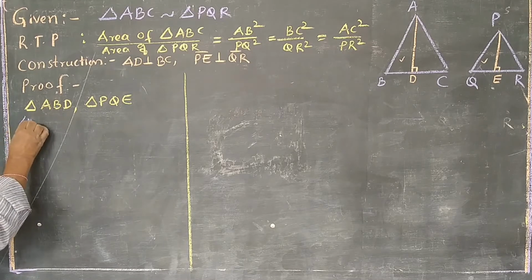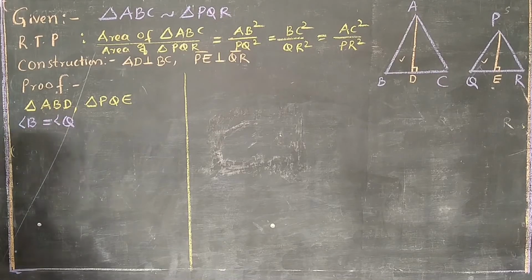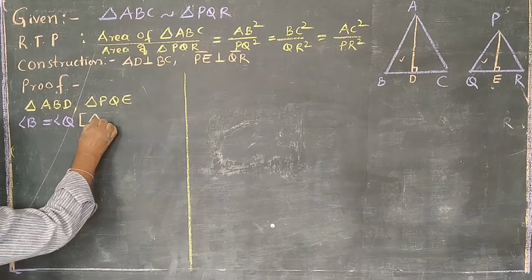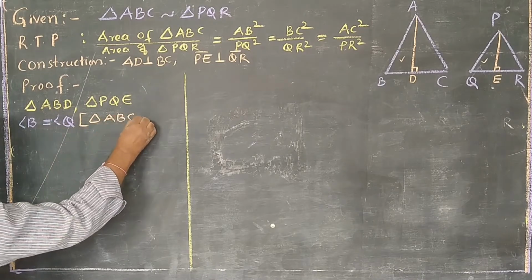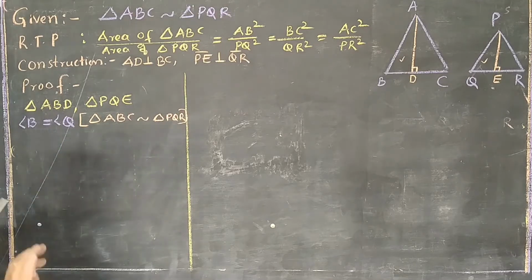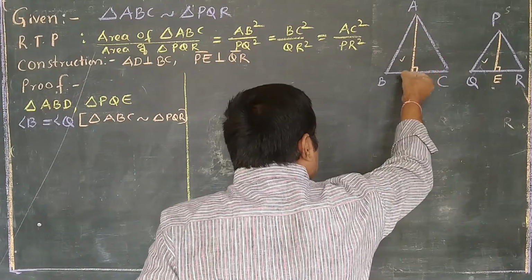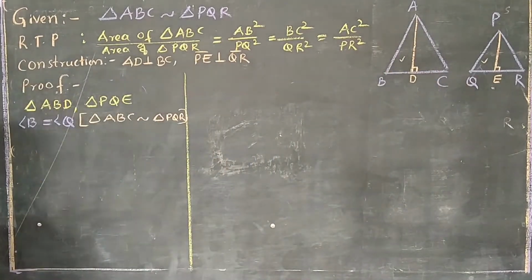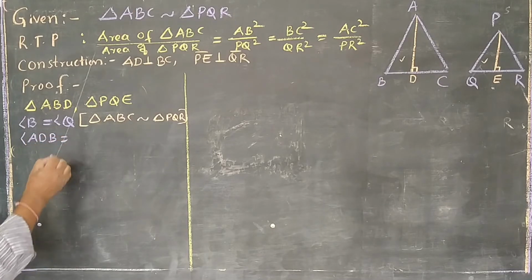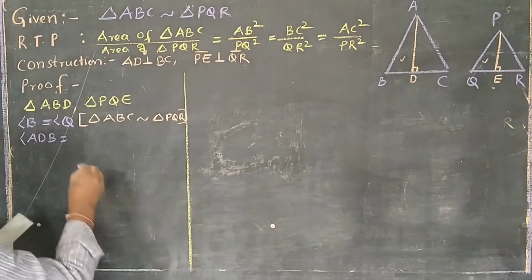Angle B is equal to angle Q. How do you know, sir? With the reason. What is the reason? Because triangle ABC is similar to triangle PQR. Is it clear? Right. Next, angle ADB is equal to angle PEQ.